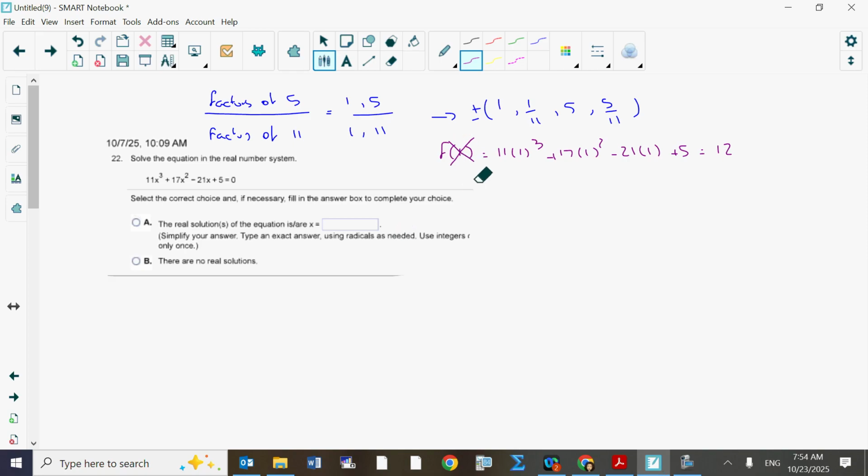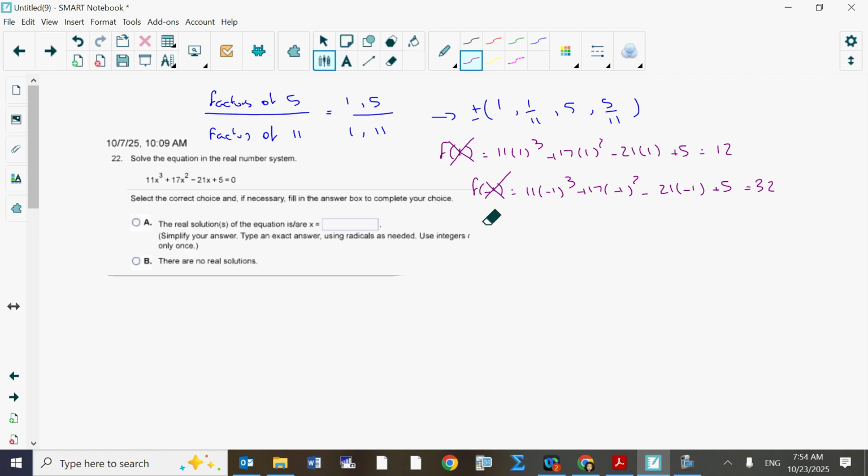Let's try -1. What is f of -1? It's 11 times -1 to the 3 plus 17 times -1 to the 2 minus 21 times -1 plus 5. This is also going to be equal to 32. So this is also not a zero of the function.